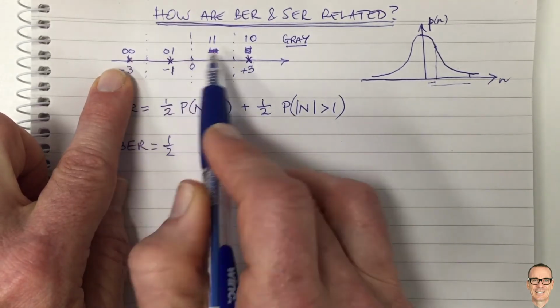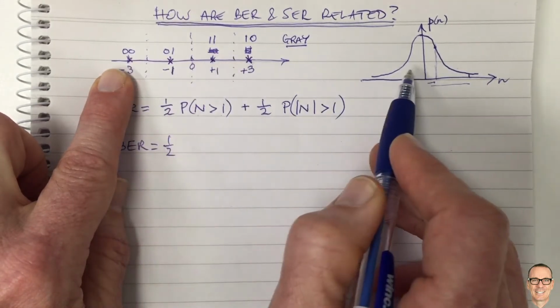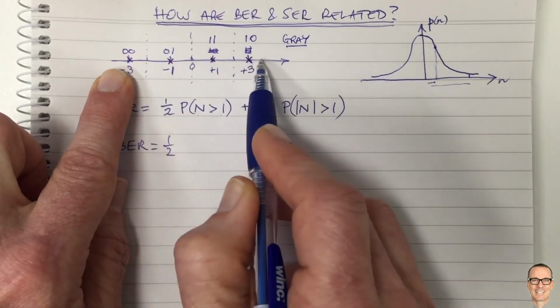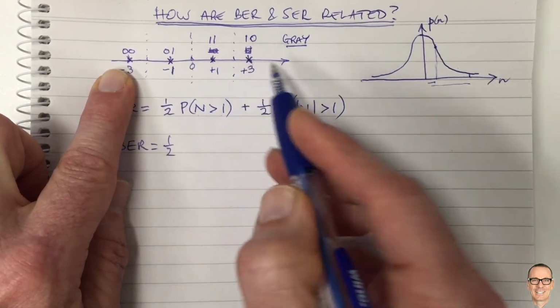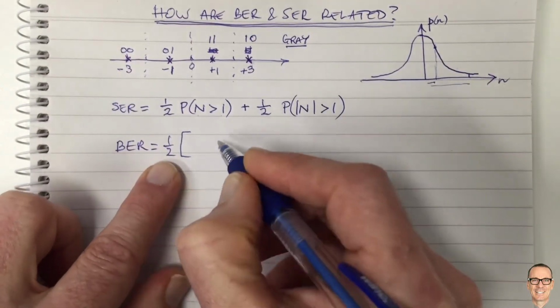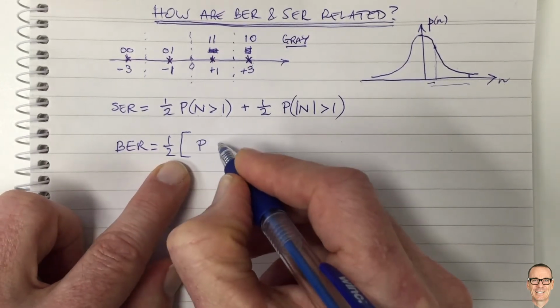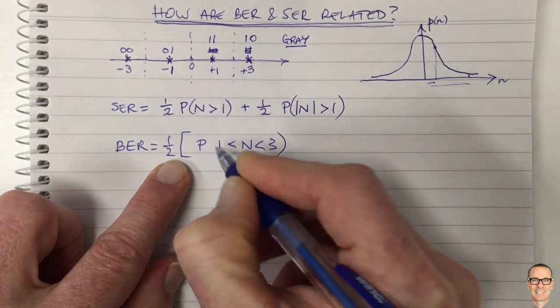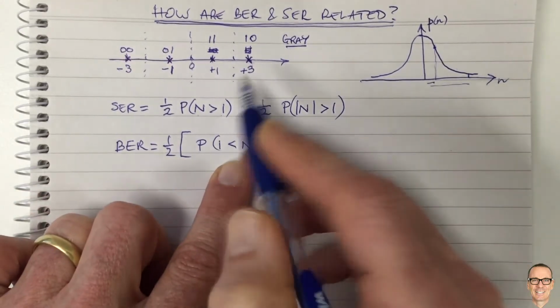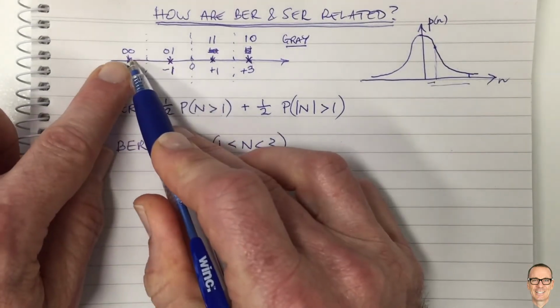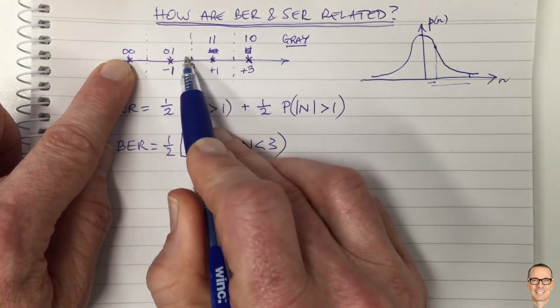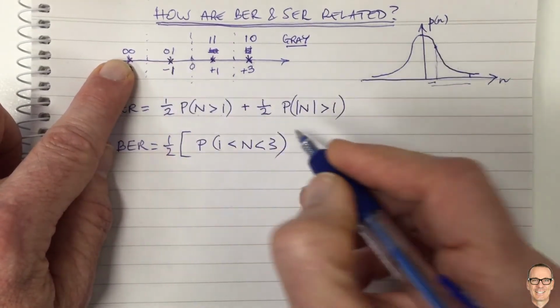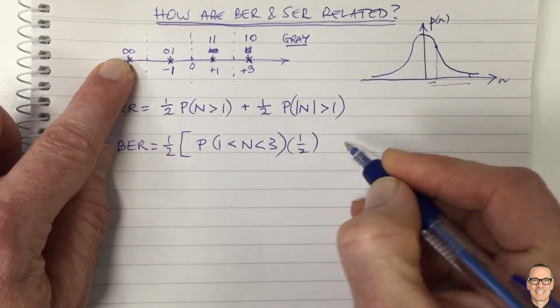In this region, we'd be making 2-bit errors. If the noise pushed us all the way up to this region, again, we're back to only making 1-bit error. So this equals the probability that the noise is bigger than 1 and less than 3 times, in that case, we'd be in this region here. If that was sent, but we decoded in this region, then we're making 1-bit error out of 2.